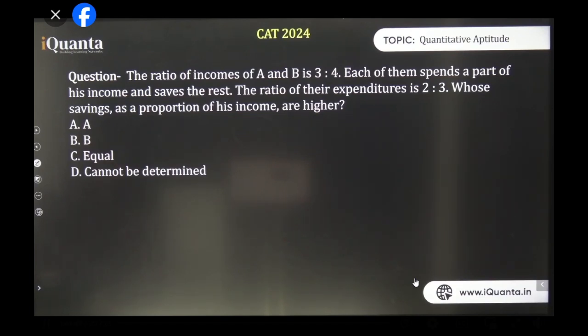Okay, so I can see three different kinds of replies. Some are saying A, some are saying equal, some are saying it cannot be determined. Okay, let's try it out.